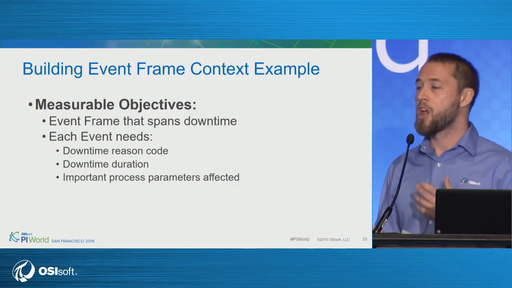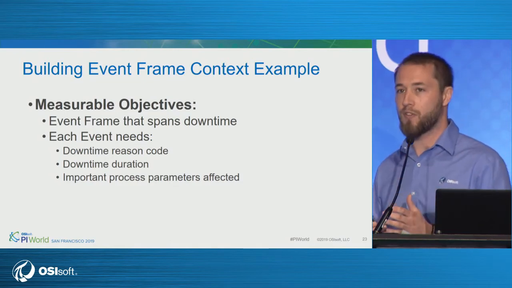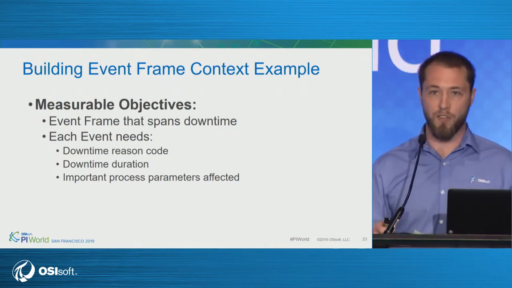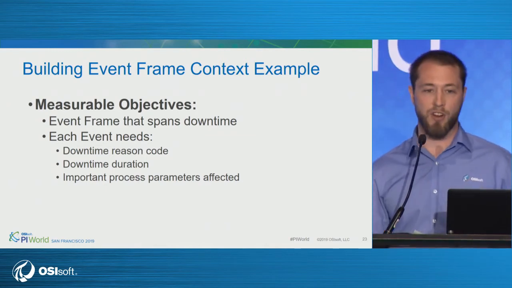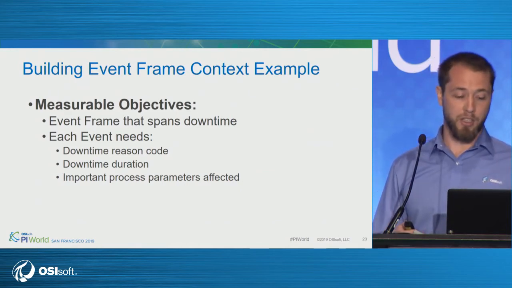Measurable objectives. Right off the bat, we know we have a simple measurable objective: we need an event frame to match our downtime, right? When the downtime starts, the event frame should start. When the downtime ends, the event frame should end. That's a gimme. We now need to look at the attributes that we can place on this event frame.